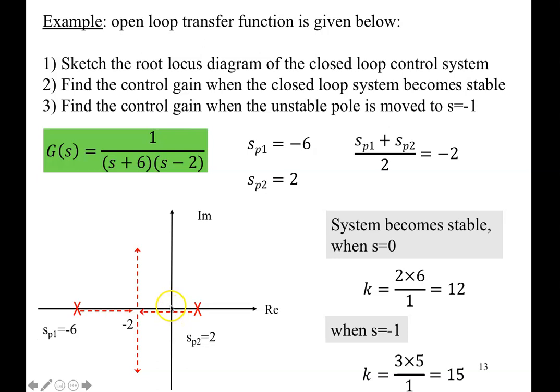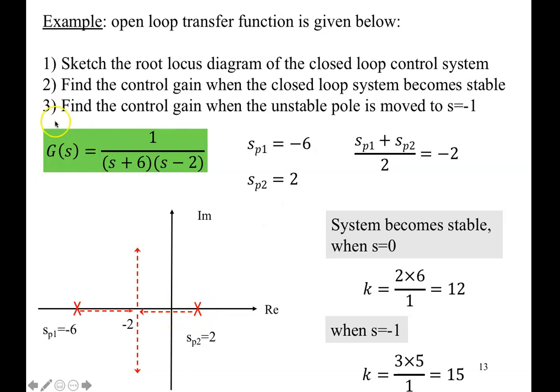To work out the k value, what we said is we find the distance between that point and this pole, that's 2. We find the distance between this point and this open loop pole, that's 6. So stick that to the top, 2 times 6. We've got no open loop zeros, so there's no distance to work out, so that's 1. So 2 times 6 equals 12. So when k equals 12, the closed loop pole will move from positive to 0. So the system becomes stable. That's 12.